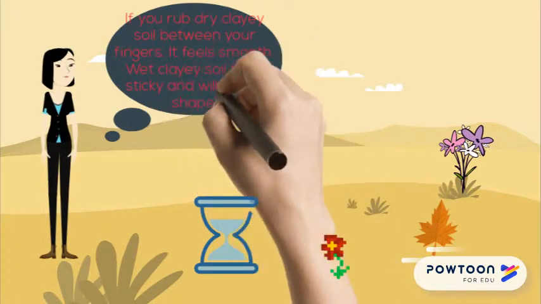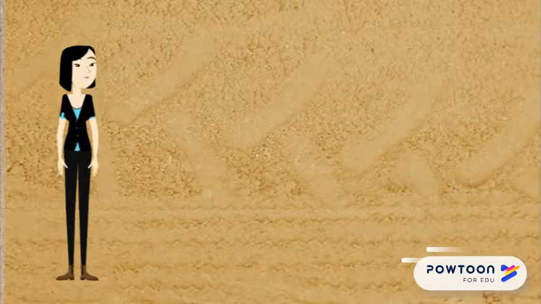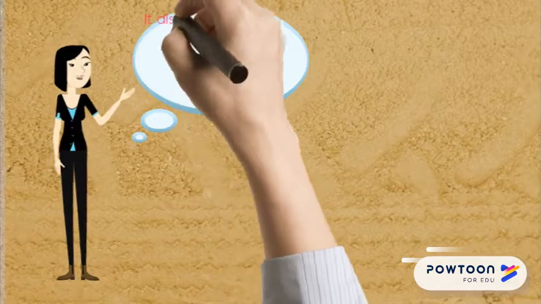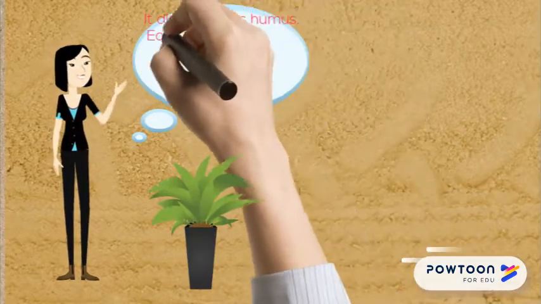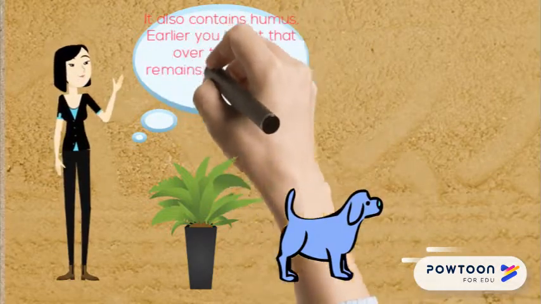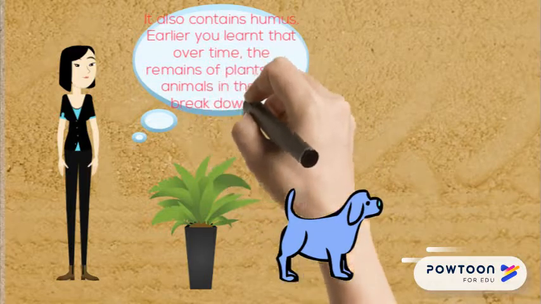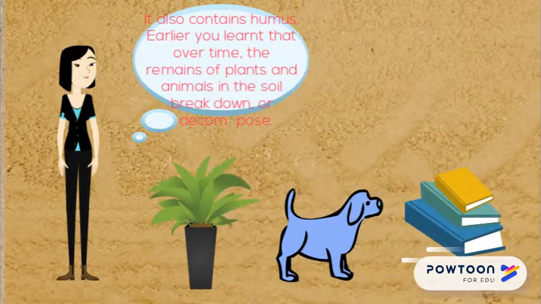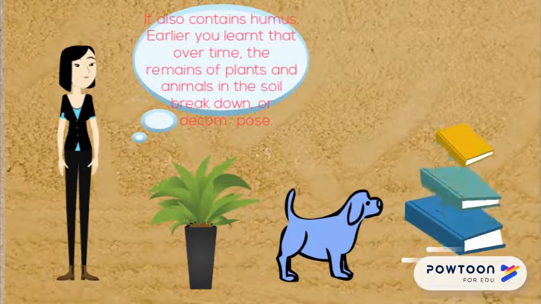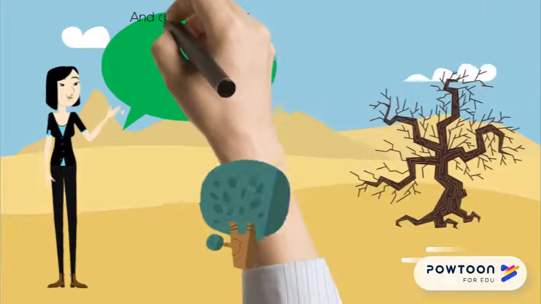Loamy soil is a mixture of equal amounts of clay, sand, and other soil grains. It also contains humus. Earlier, you learned that over time, the remains of plants and animals in the soil break down or decompose. As they decompose, they form compost. Many people make compost from vegetable and plant peelings, eggshells, leaves, and grass cuttings, and dig it into their soil to add nutrients to it.